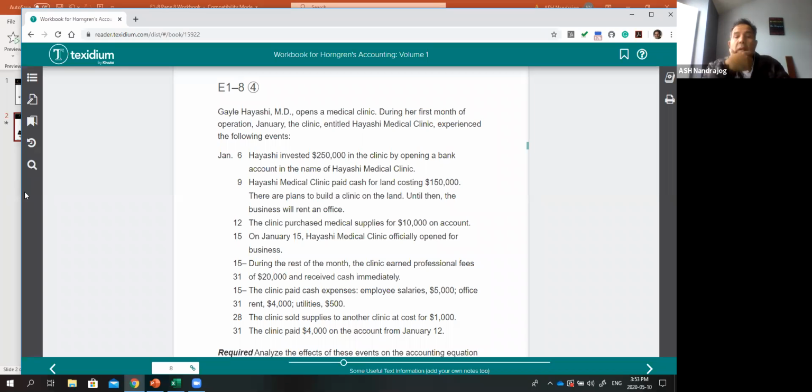On January 12th, the clinic purchased medical supplies for $10,000 on account. Okay, so we are saying we have purchased medical supplies, which are part of the assets, for $10,000. That means one of our assets is going up. But on account means we haven't paid cash for it. We have bought them on credit from our supplier, which means our accounts payable would increase by $10,000.